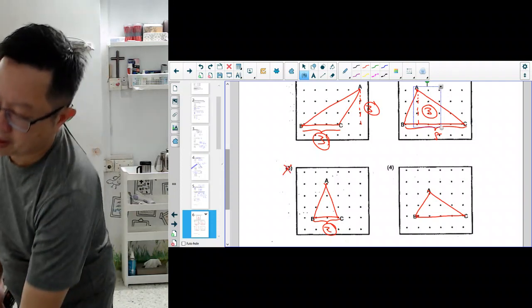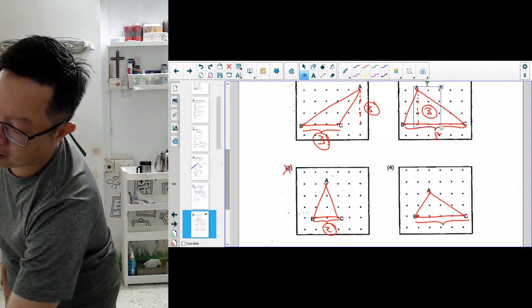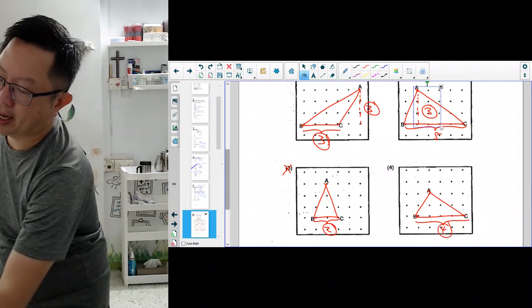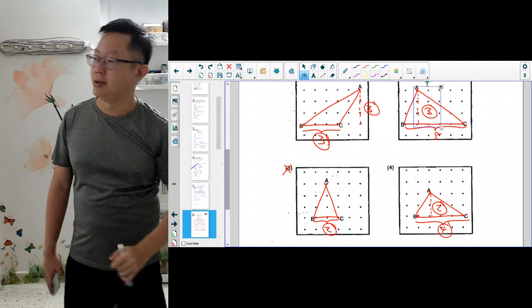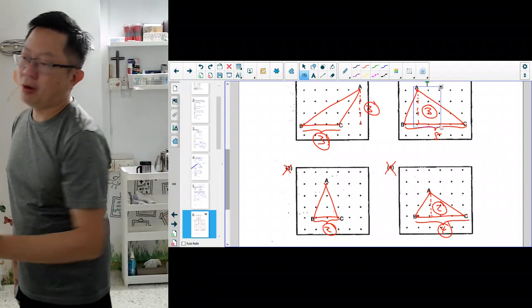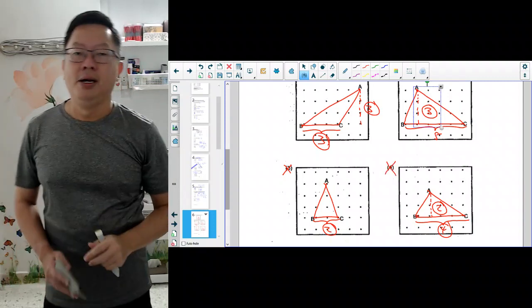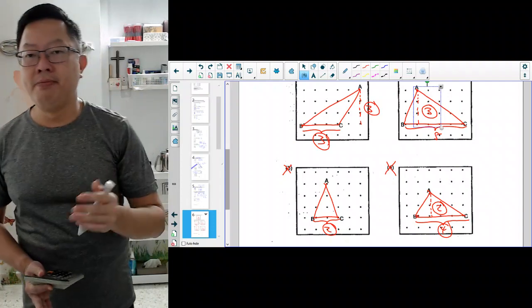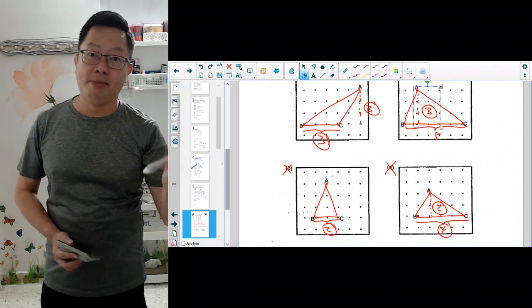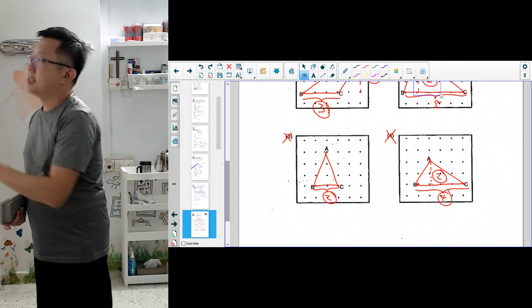How about this one? This is 1, 2, 3, 4. The base is 4 units, and the height is 2 units. So the base and the height are different, so different area. To know what has the same area, you just have to look for the same base and same height. If the triangles have the same base and same height, then that is the same area. Okay, let's go to the next one.